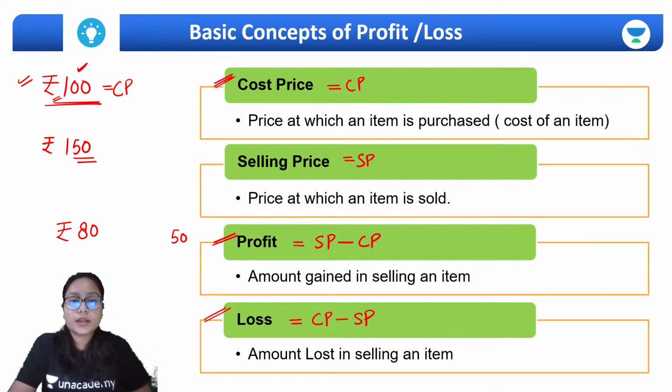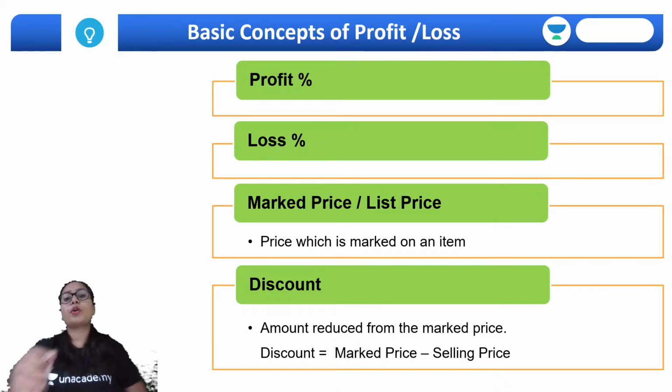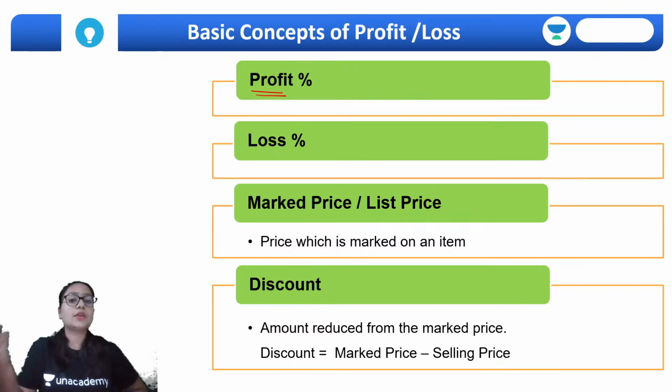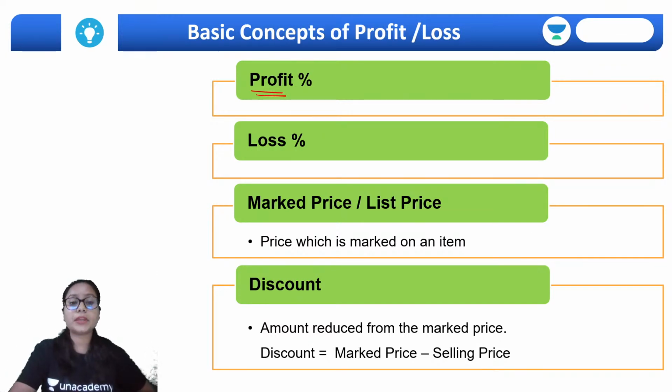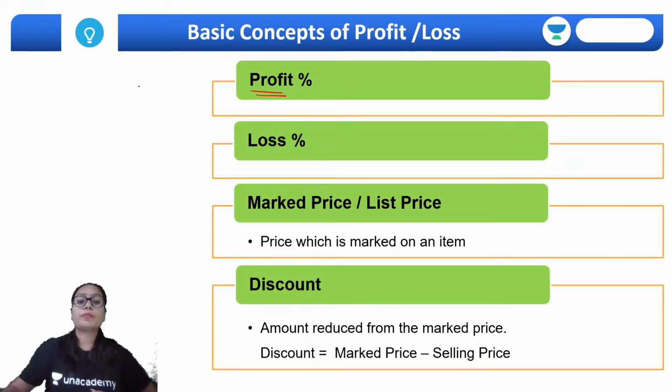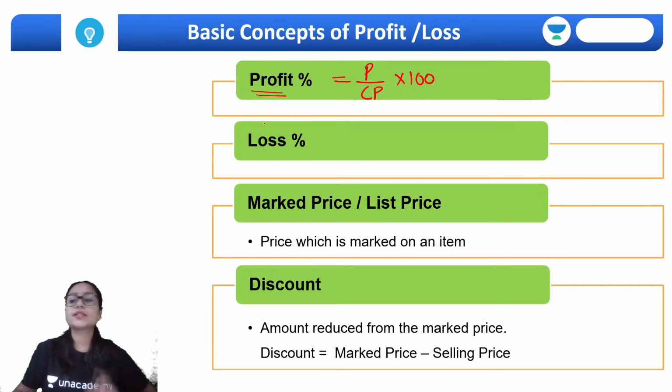Now let us discuss a few more terms. Profit percent. This is something that you need to know. Profit percent is always calculated over the cost price. Like in the previous example, I incurred a profit of 50 rupees over the price of rupees 100. The formula to calculate profit percent is profit upon cost price into 100. Loss is also calculated over the cost price. So loss percent is loss upon cost price into 100.